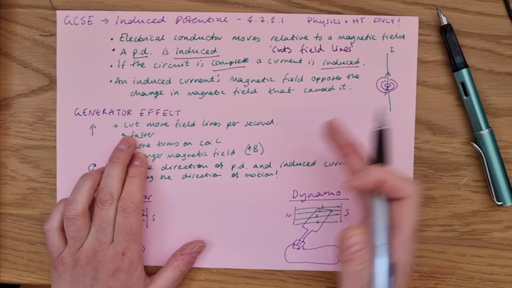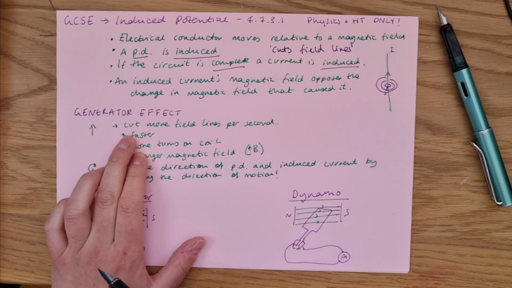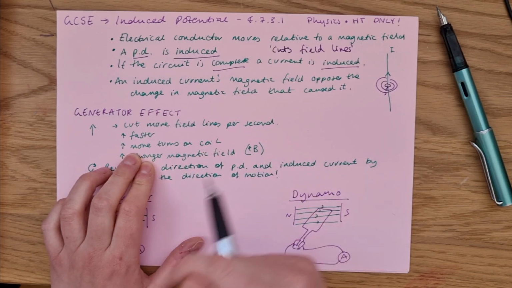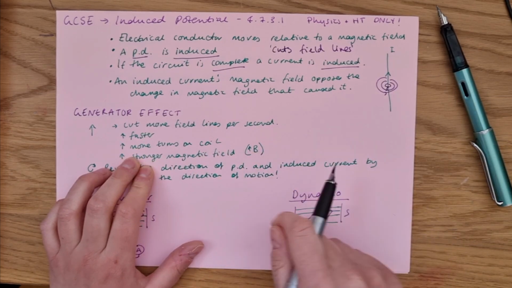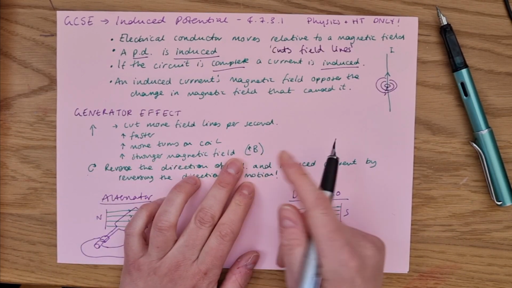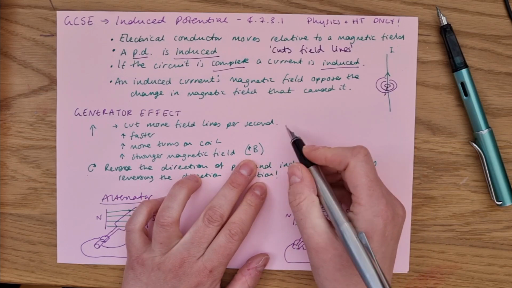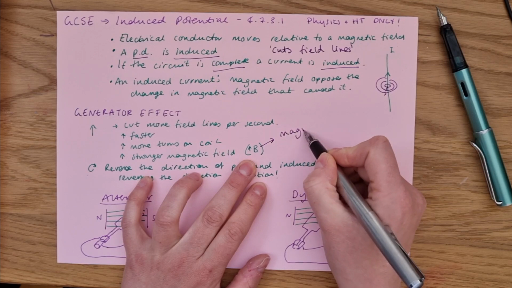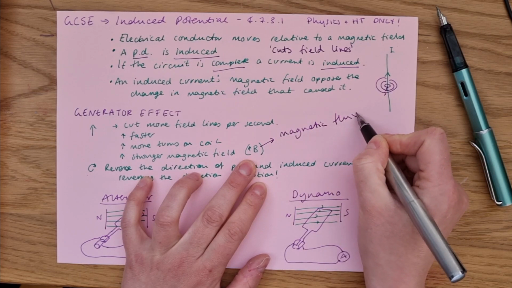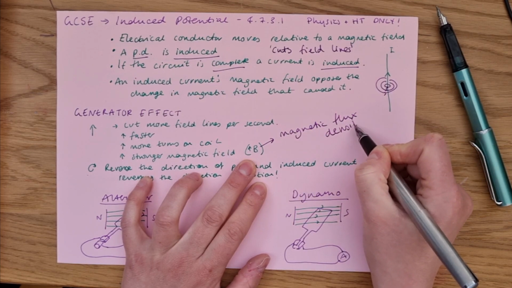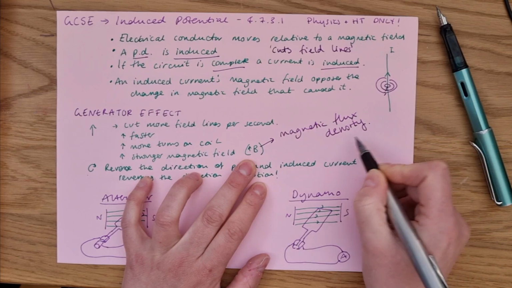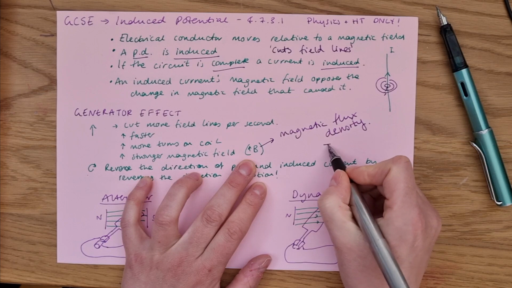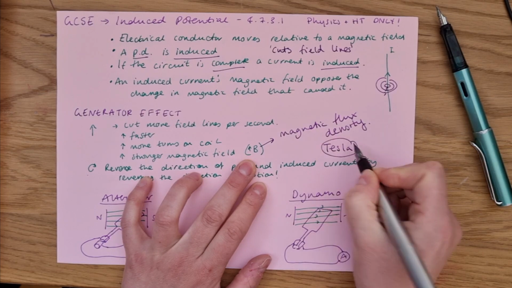Well, essentially it's about making sure we're cutting more of those field lines every second, so we can turn our thing faster, move our thing faster. If we've got a coil of wire, we can double up the number of coils on it, or we can use a stronger magnetic field. Now, B is the symbol for magnetic field, and actually it's called magnetic flux density, and that's how we measure the strength of a magnetic field, and it's measured in Teslas. Often forgotten.